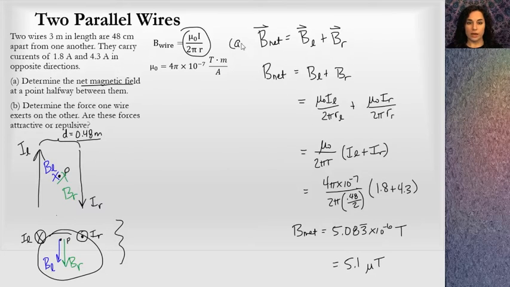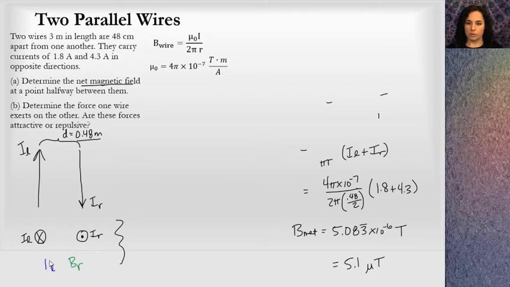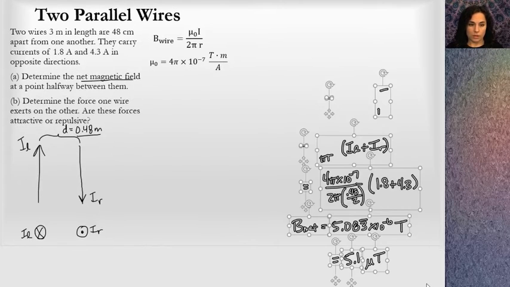So that was part A. Part B says, determine the force one wire exerts on the other. Are these forces attractive or repulsive? Okay, so I'm going to get rid of what I have in here. I don't need this stuff for now. We're not looking at point P anymore, so when I look at this diagram in here, I'm not looking at point P anymore. Point P can disappear, and I'm going to get rid of all of that stuff. I do still have my two currents, so I'll keep those.